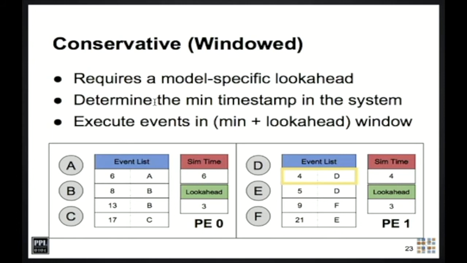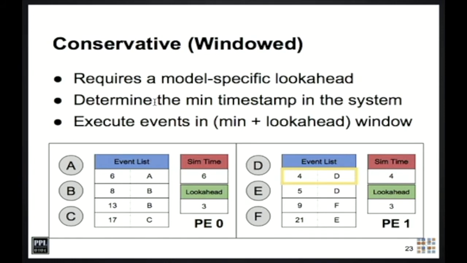So for the conservative approach, there's a number of different ways in which you can determine whether events are safe to execute. Probably the most common, does anyone have questions, by the way? Okay. So probably the most common is the windowed approach. This requires a model-specific look-ahead.